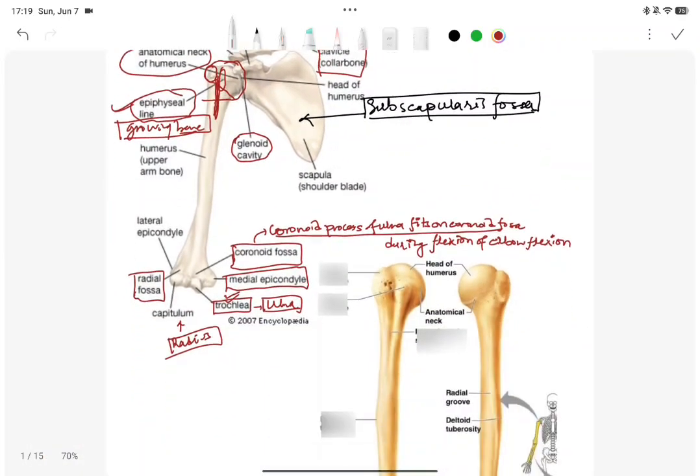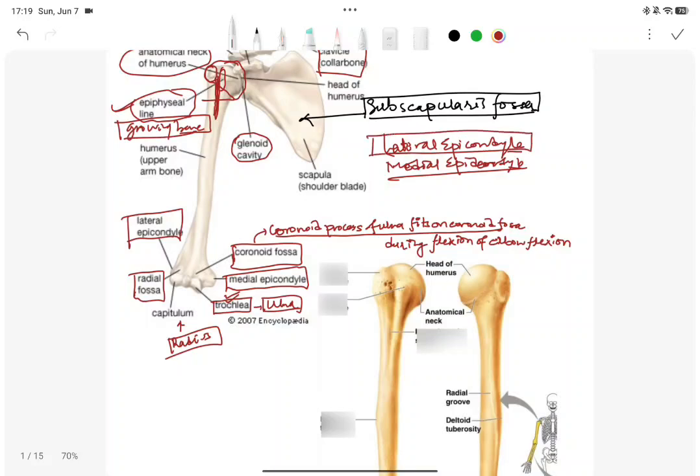Okay, so lateral epicondyle, common extensor origin. So lateral epicondyle and the medial epicondyle. This is the medial epicondyle. So the lateral epicondyle is the common extensor origin because it gives rise to most of the extensor muscles of the forearm, while the medial epicondyle is the common flexor origin, because it gives origin to most of the flexor muscles of the forearm.